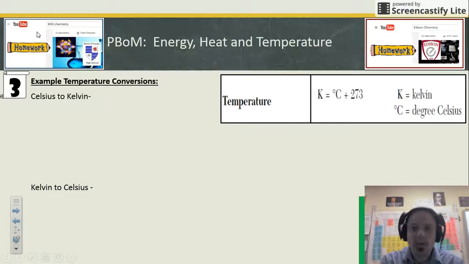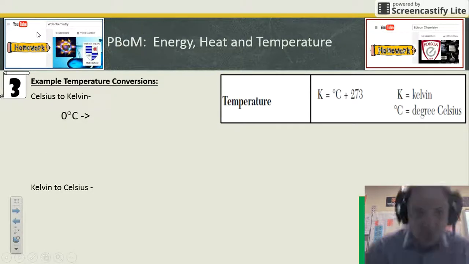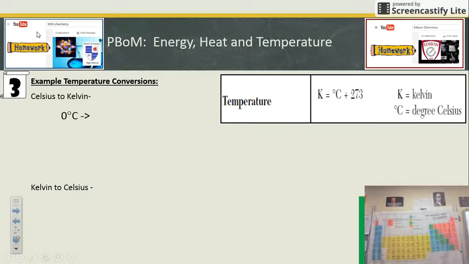To convert between temperatures is not a hard thing to do. You have to apply this equation. So we're going to do some conversions, and I'll show you how to plug and chug it up. I'm going to do 0 Celsius first. I'm going to the board. So to do 0 Celsius, you just start with your equation. Kelvin equals 0 degrees Celsius plus 273. And you're going to solve for Kelvin in this case.